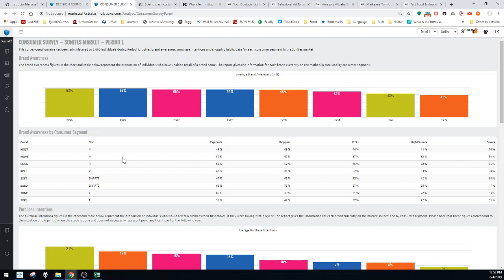Okay. So say, for example, if you are Most and you were targeting the high earners, you would look here and see, okay, 41% of high earners know about Most, but you can also see that the awareness levels for all your competitors are a little bit to a lot higher. So this would cue you into the fact that you need to increase your brand awareness, which is done through advertising media. As a general rule, you want to get the brand awareness for your targeted segments around 70%.